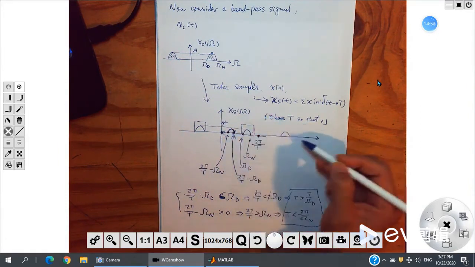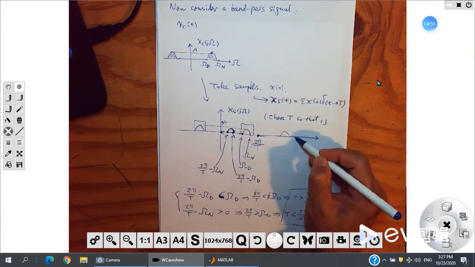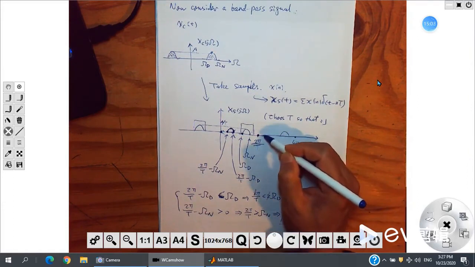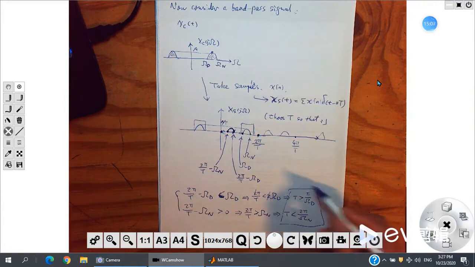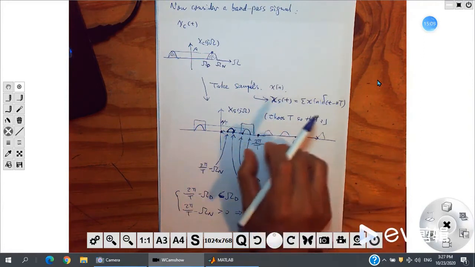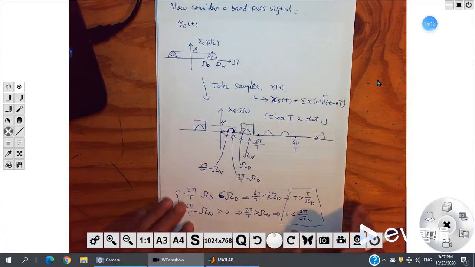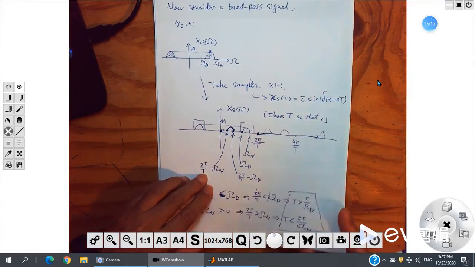And if you use one more here, 4 pi over T, then this one will give us two peaks. One is here, one is here. So all these peaks, they will not have alias, no overlappings. Then we can restore by a bandpass filter.